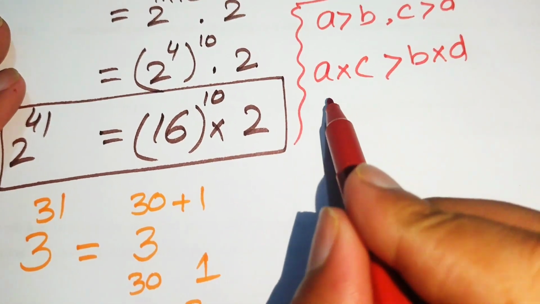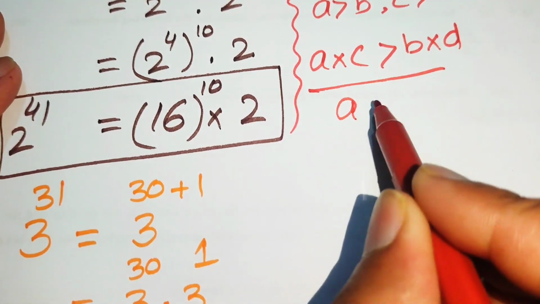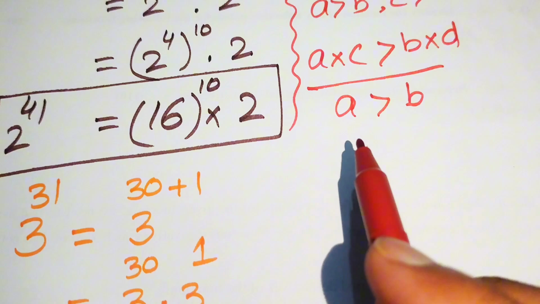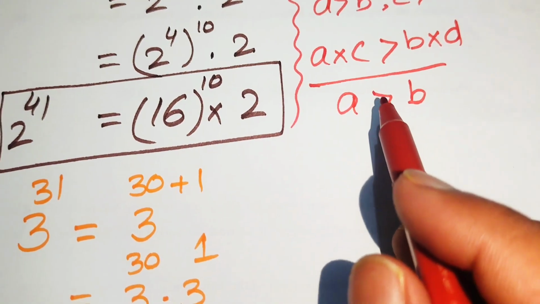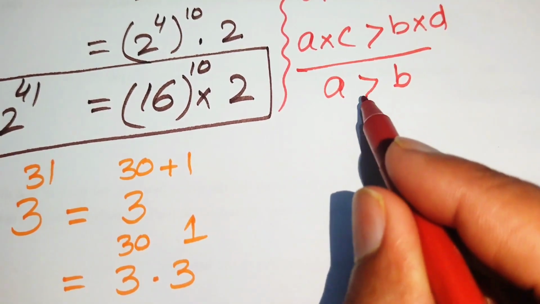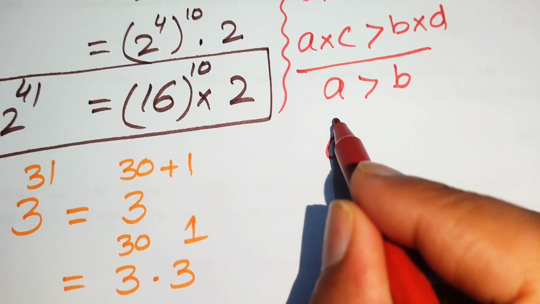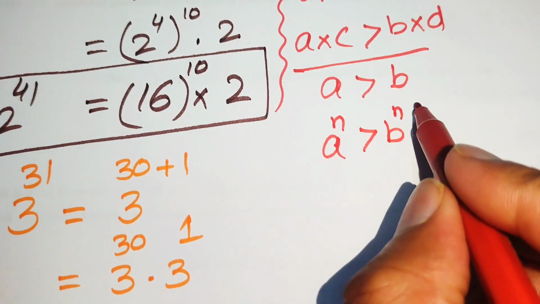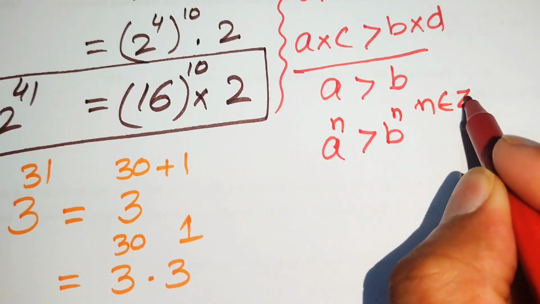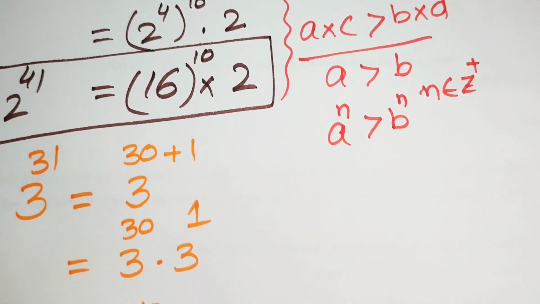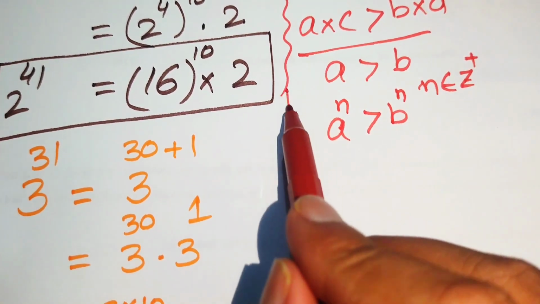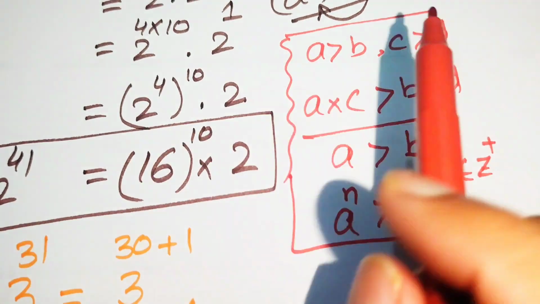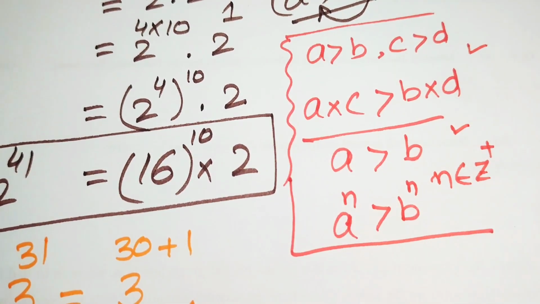After that, we have another law. If you have A is greater than B, and if we take some positive power n on both of the sides, then our inequality remains the same, and we write it as A to the power of n greater than B to the power of n, when n belongs to the positive integers. So this is our second law of inequality. In order to move further, we need these two laws.